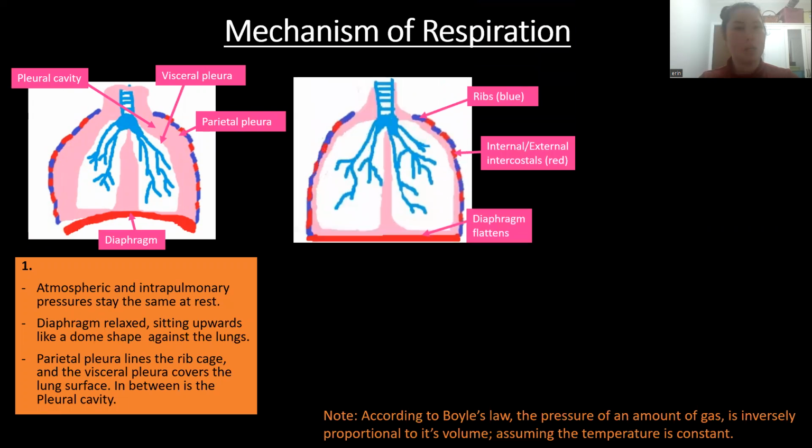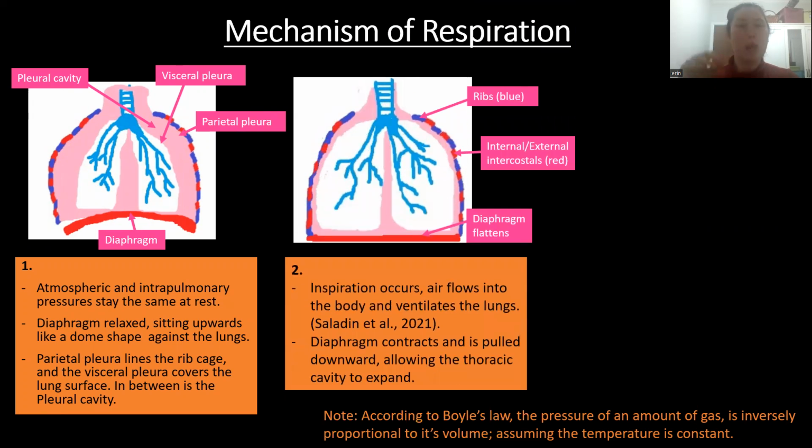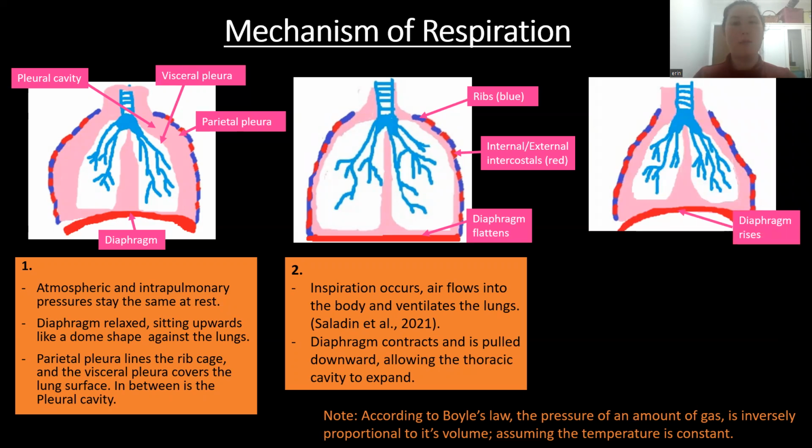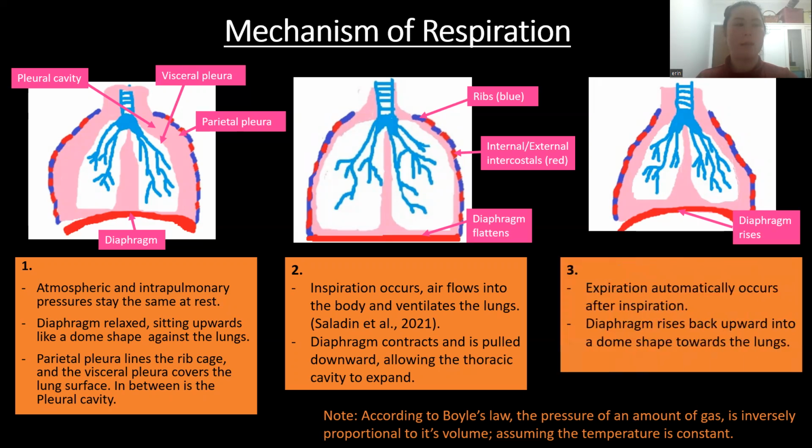When inspiration occurs, the diaphragm will contract, pulling downwards and flattening out, allowing the thoracic cavity to expand. The intrapulmonary volume then increases from the air flowing in, and at the same time, the intrapulmonary pressure decreases. Then automatically after, expiration occurs, the diaphragm rises back up into that dome shape towards the lungs, and so the intrapulmonary pressure will now increase as the intrapulmonary volume decreases.